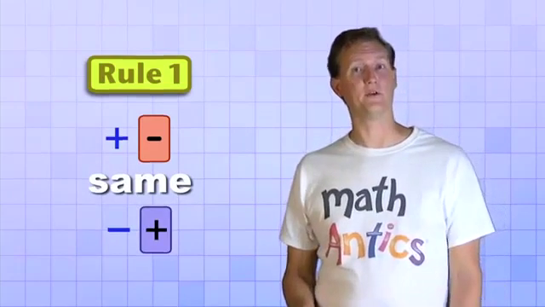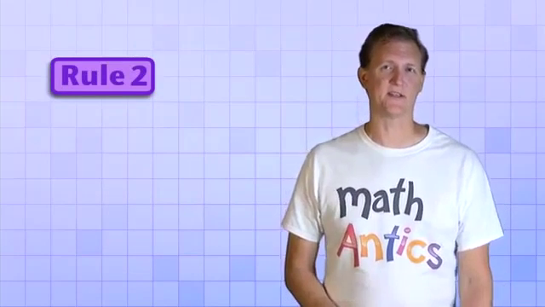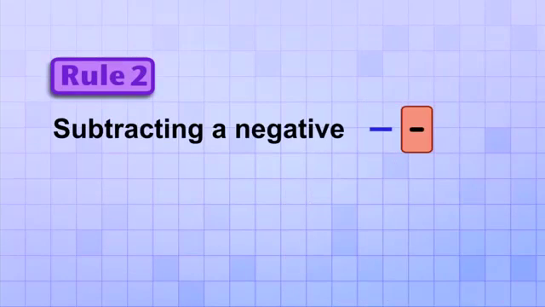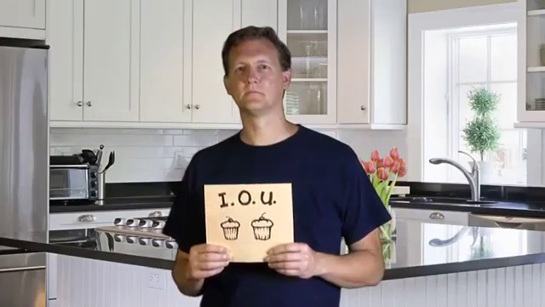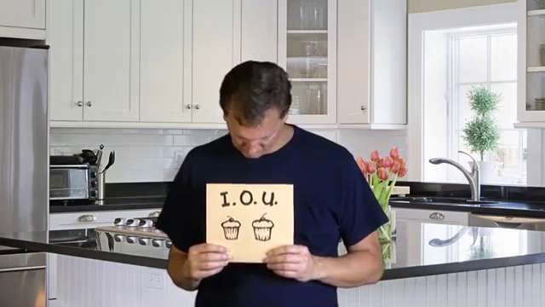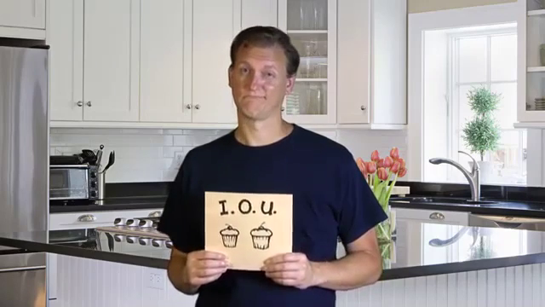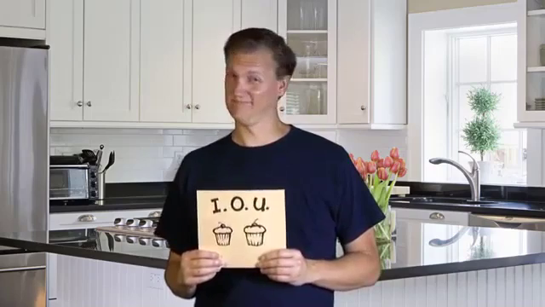Now what about rule number 2? Well, the second rule is this: subtracting a negative is the same as adding a positive. Let's say you have negative 2 cupcakes. Like if you have a debt. You owe me 2 cupcakes. You wouldn't be too happy having that negative, would you?